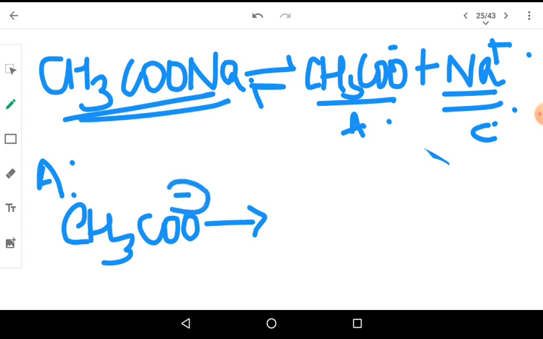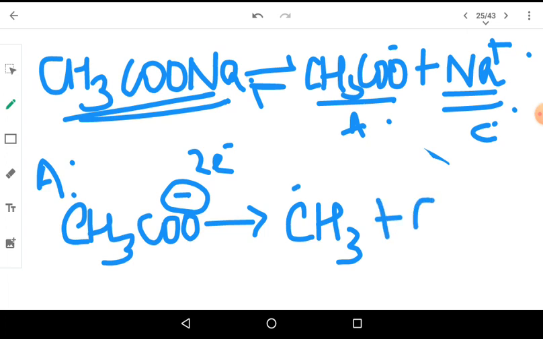Now we have 2 electrons here, right? We have a negative charge, and negative charge means we have 2 electrons. So we are going to convert it into a free radical. So we have CH3 free radical plus there is elimination of CO2 happening over here.